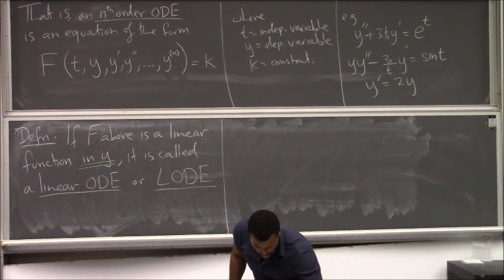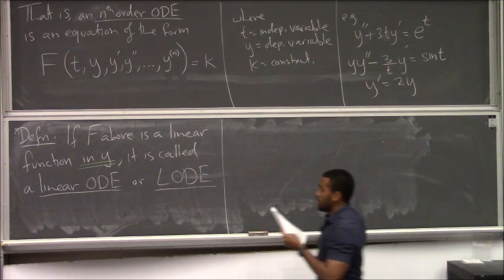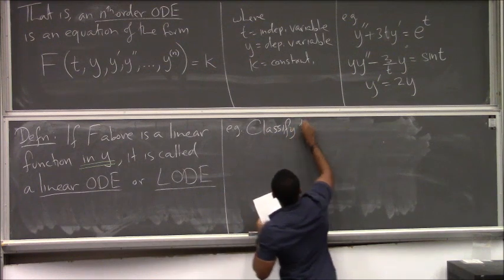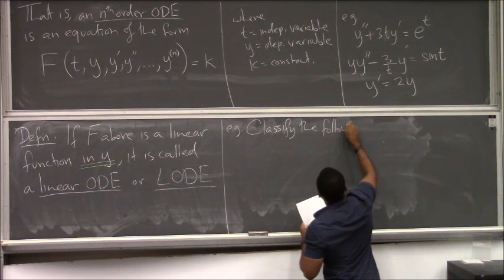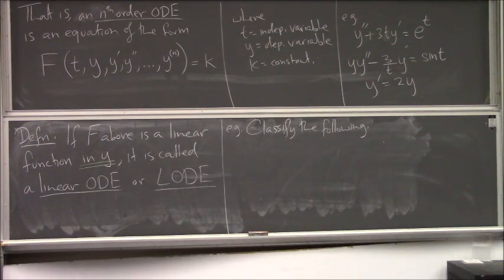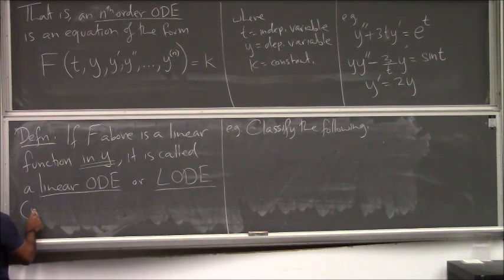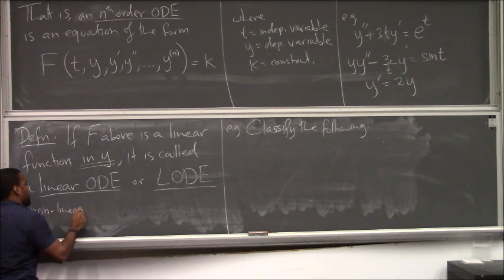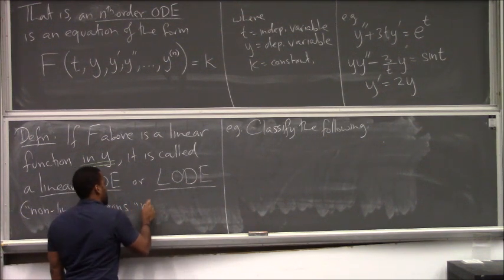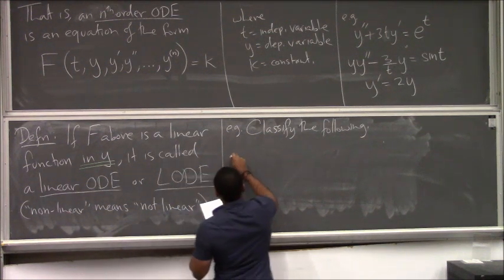Let's make sure that we know what these things look like. So I'd like you to, basically these are all ODEs. Classify the following. So basically I want you to tell me the order and tell me whether it is linear or nonlinear, which would be the opposite of linear. So here, A.